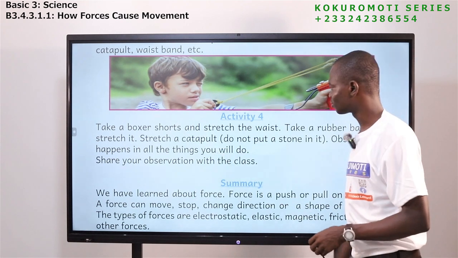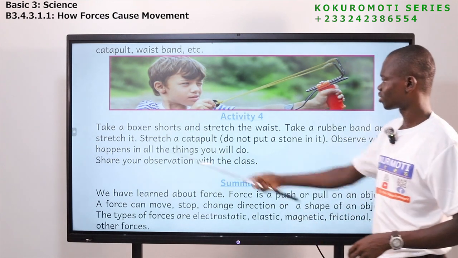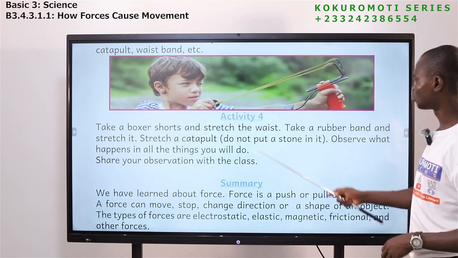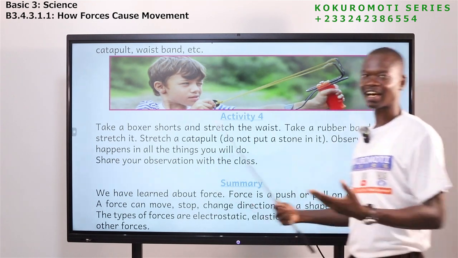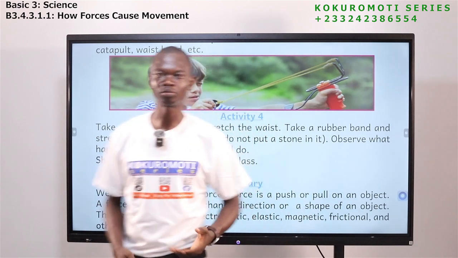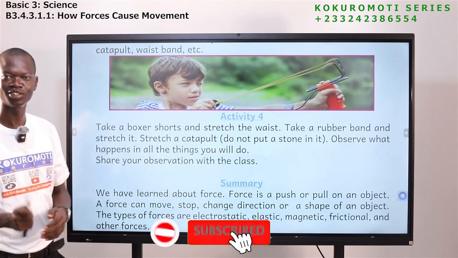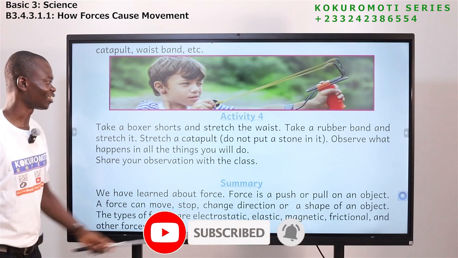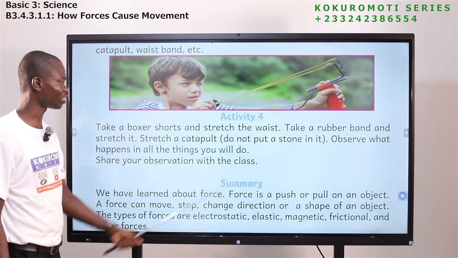Take a boxer short and stretch the waist. Take a rubber band and stretch it. Stretch a catapult. Do not put a stone in it. So if you are doing this as a demonstration in the classroom or wherever, you don't need to put a stone into it. Otherwise, you cause damage. Okay, so the next one is that observe what happens in all the things that you do.